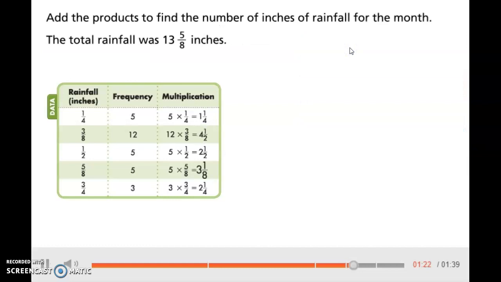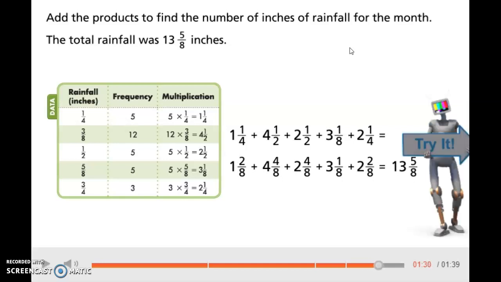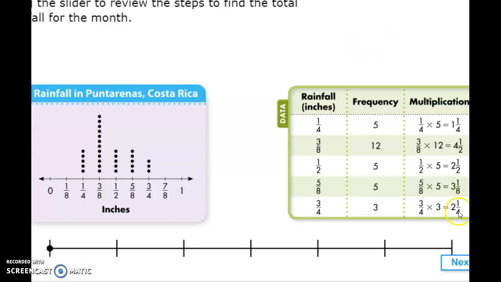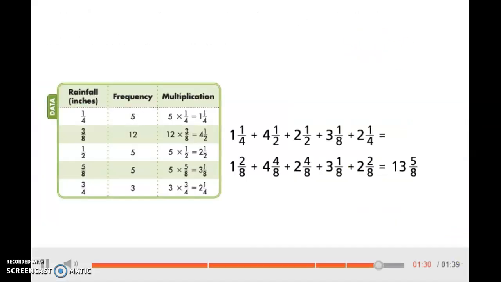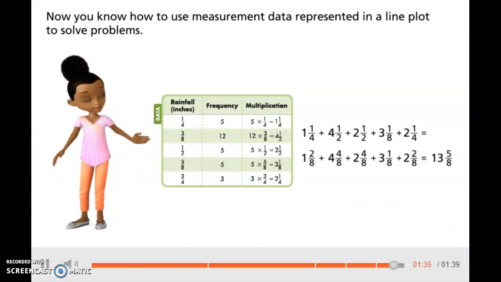Add the products to find the number of inches of rainfall for the month. The total rainfall was 13 5/8 inches. Now you know how to use measurement data represented in a line plot to solve problems.